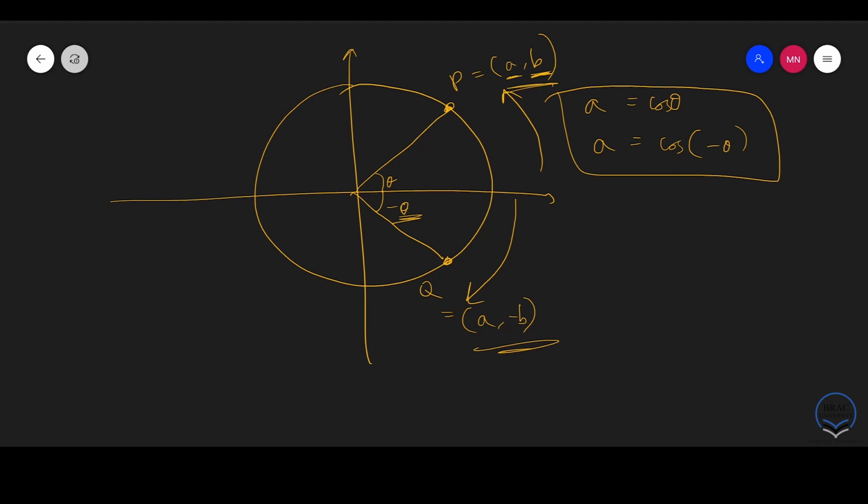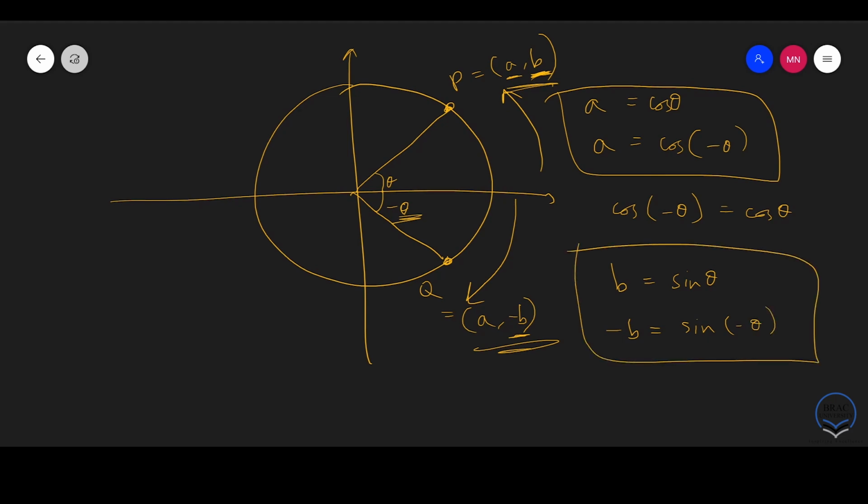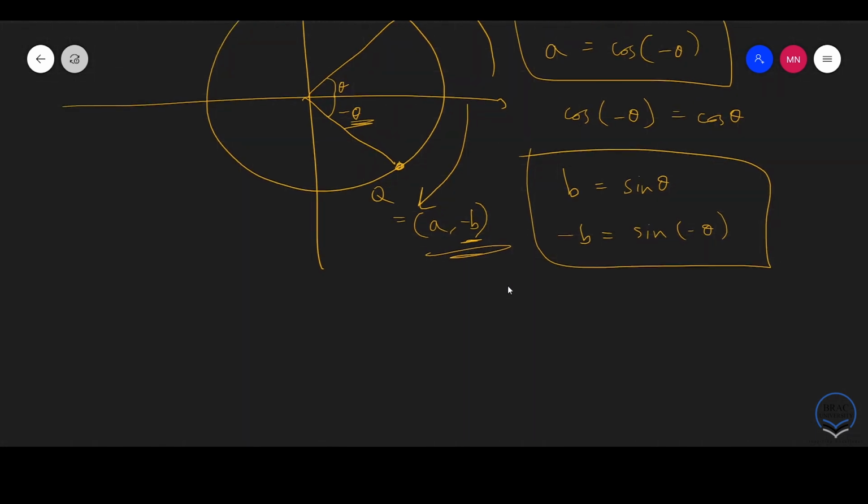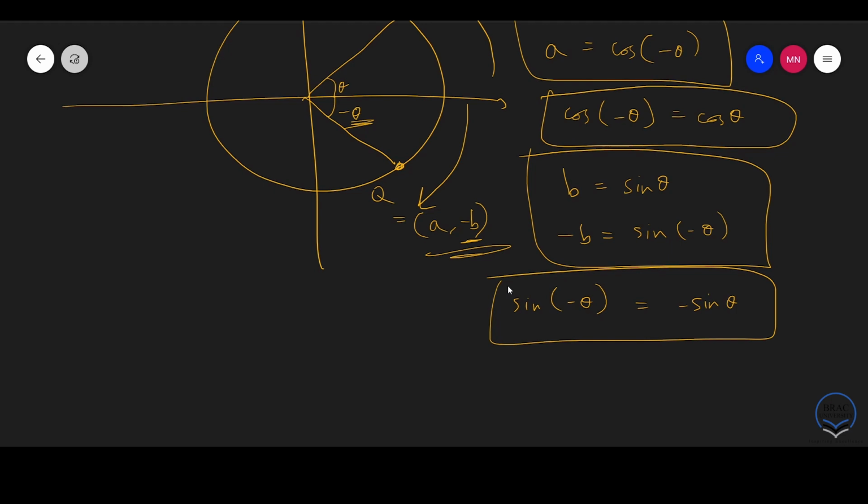So from these equations, once again, we find that cosine of minus theta is equal to the cosine of theta. And for the y coordinates, b is equal to the sine of theta, and minus b is equal to the sine of minus theta. Considering these two equations, sine of minus theta is equal to minus sine of theta. And these are both trigonometric identities.